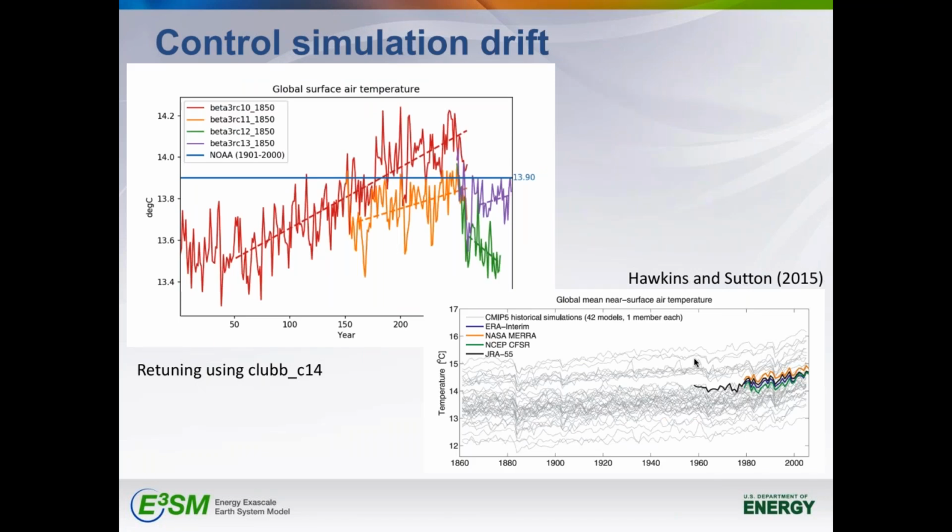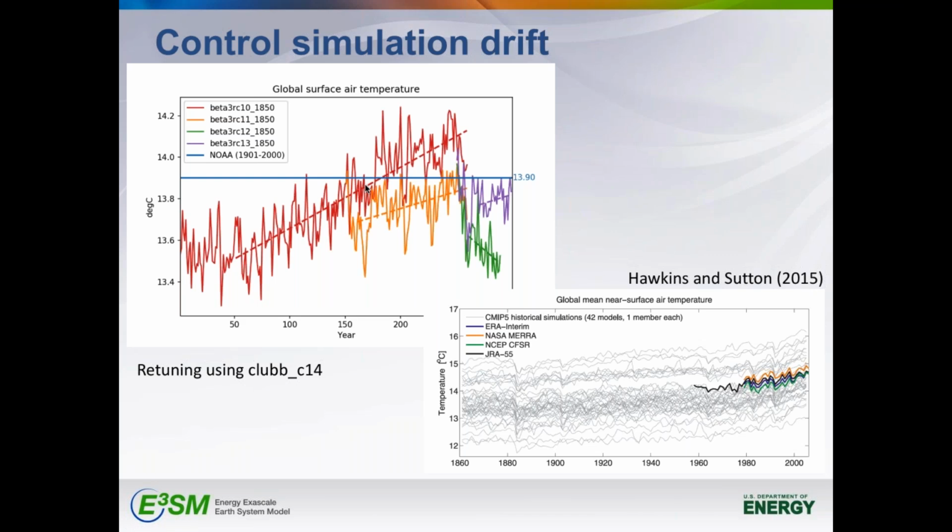Now going on to the control PI simulation that I mentioned earlier. This simulation was started somewhat hastily because we wanted to use the time that was expiring on our allocation. So we didn't have time to run the control simulation long enough and fine tune it. As a result, the Beta 3 RC10 shown in red here has a drift in the global mean surface temperature. And this is the evolution of the control simulation over the 260 years. And then I put a linear drift here over the last 200 years or so.